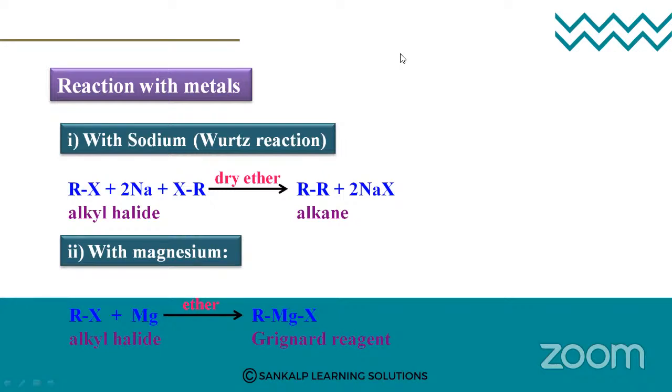Why is it called an organometallic compound? There is the presence of organic carbon. Carbon compounds are called organic compounds. So R, the alkyl group, is a carbon compound, and Mg is a metal. So it is an organometallic compound. When alkyl halide reacts with magnesium in the presence of ether, it gives you RMgX. That is the Grignard reagent.